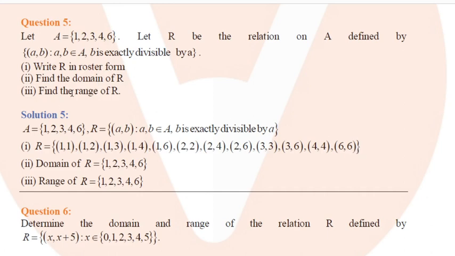Next we have to find the domain, all the elements in this set. The first elements, see here, are 1, 2, 3, 4, 6. These are the elements. Next, the range: 1, 2, 3, 4, 6, all these elements.